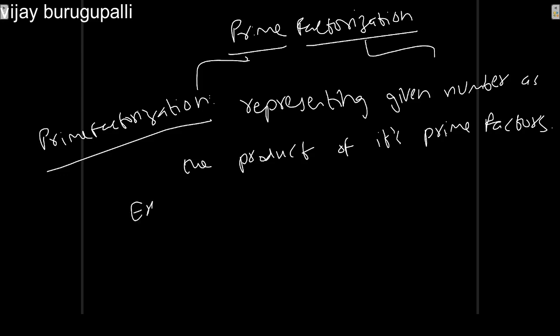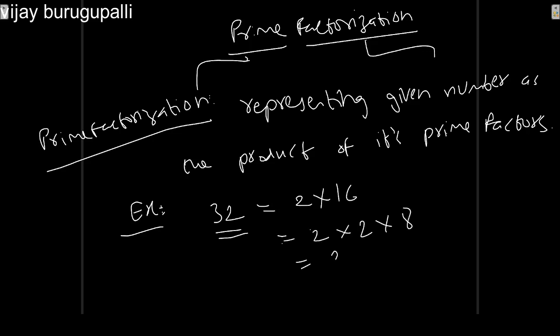Let's see an example so that I can explain it. Let's take the number 32. We have to represent the given number 32 as the product of its prime factors. So we can write 32 as 2 into 16, and we can write it as 2 into 2 into 8. Again we can write 8 as 2 into 2 into 2. That means 32 will become 2 into 2 into 2 into 2 into 2, that means 2 power 5. Here we represented the given number 32 as the product of its prime factors.